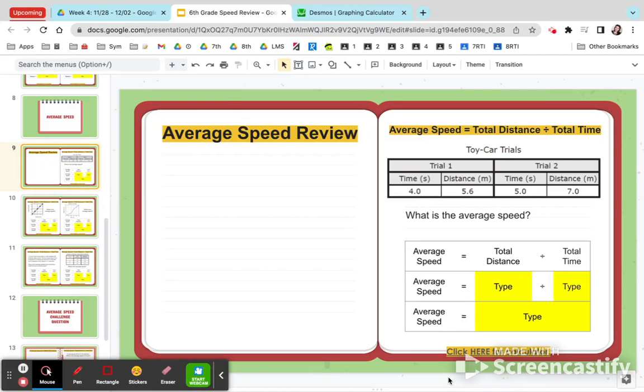All right, so now we're doing average speed. So average speed, you're doing basically the same thing as speed, but this time you're going to get the total distance and you're going to divide by the total time. So what does that mean?